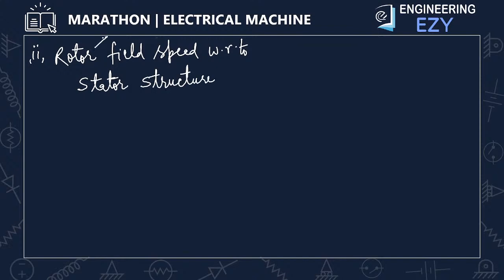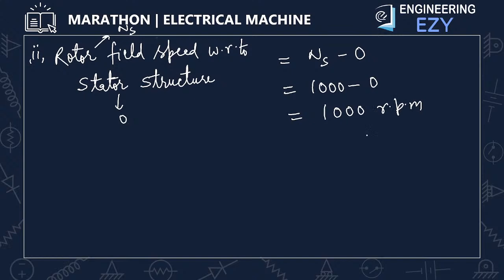So the rotor field speed is Ns and the stator structure speed is 0. So the correct answer is Ns minus 0, because the rotor field is running at the synchronous speed and the stator is static. The stator is not running at all. So it is 1000 minus 0, which is 1000 rpm. So the relative speed is 1000 rpm.